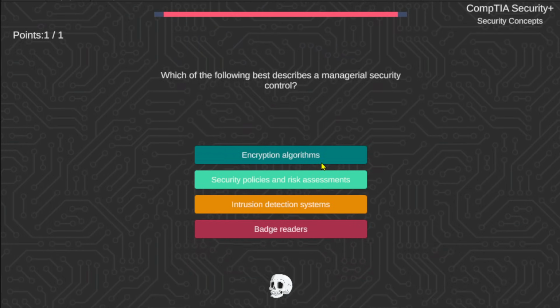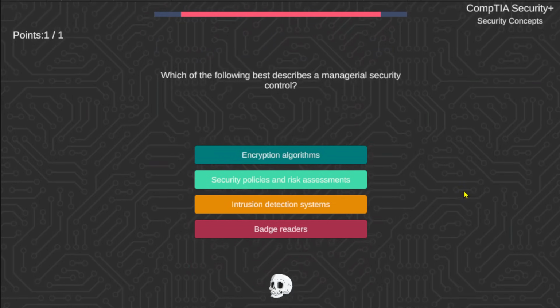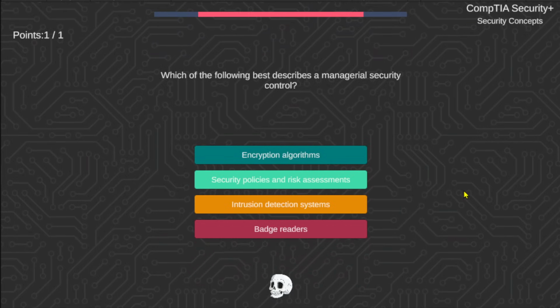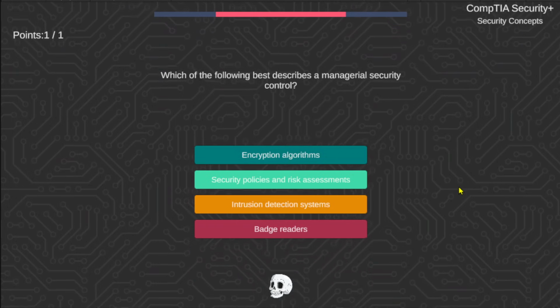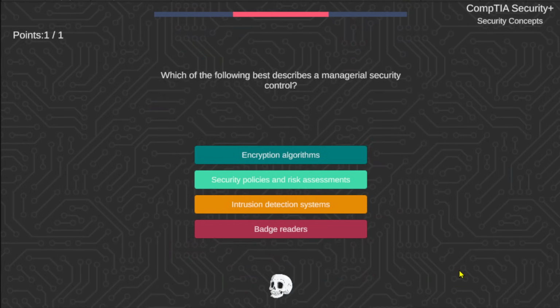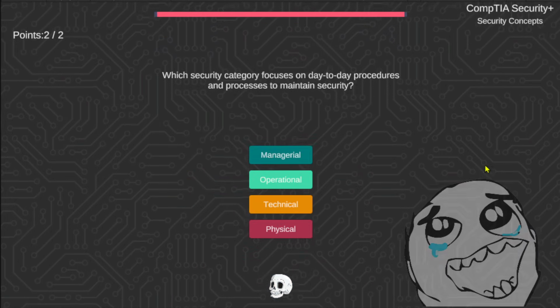Which of the following best describes a managerial security control? Encryption algorithms, security policies and risk assessments, intrusion detection systems, or badge readers? Which of the following best describes a managerial security control? Correct answer is security policies and risk assessments.